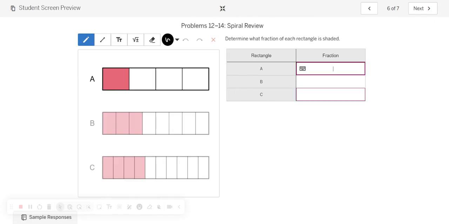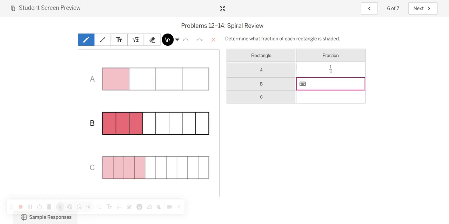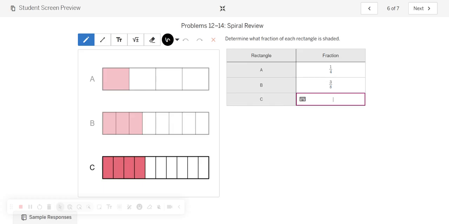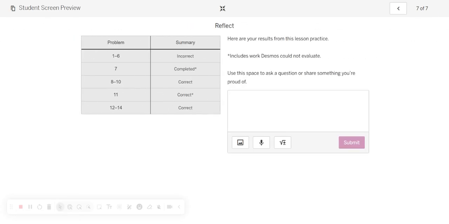What fraction is A? 1/4. What fraction is B? There's 3 out of 8. And lastly, there's 4 out of 10, which also is 2/5, but that should be everything. Oh, how did I miss number 1?